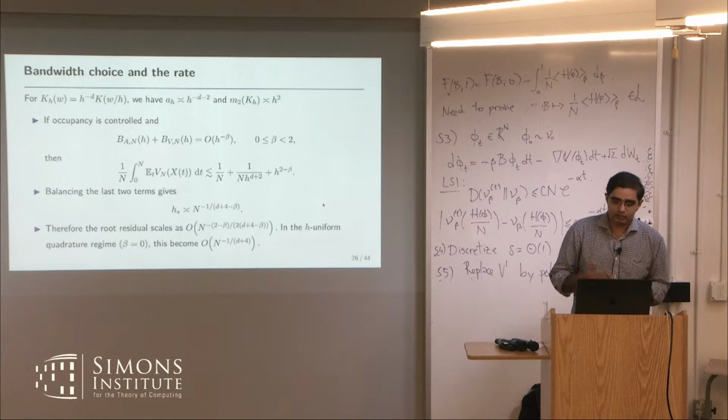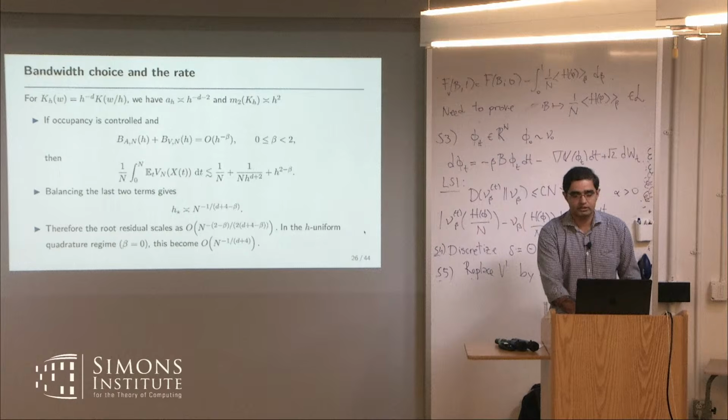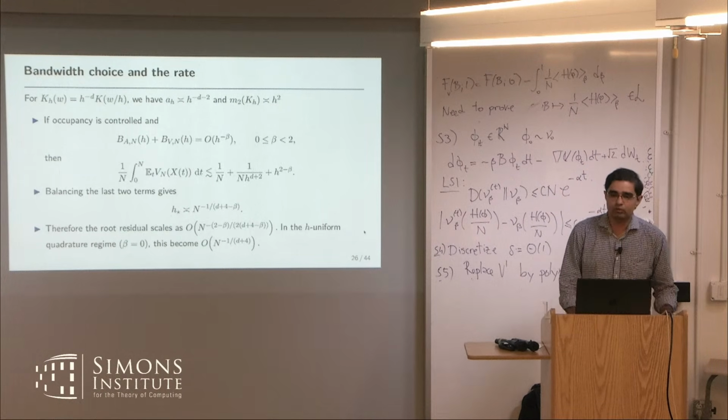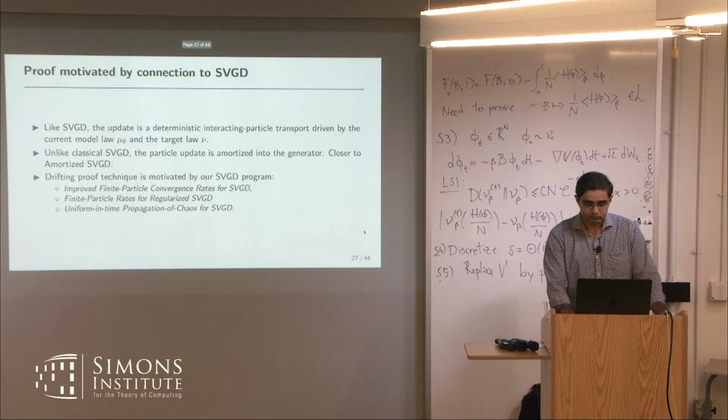And coming back to the best case scenario, when beta is 0, you get a slightly better rate compared to what we have here, which is n to the negative 1 over d plus 4, which still has this curse of dimensionality here.